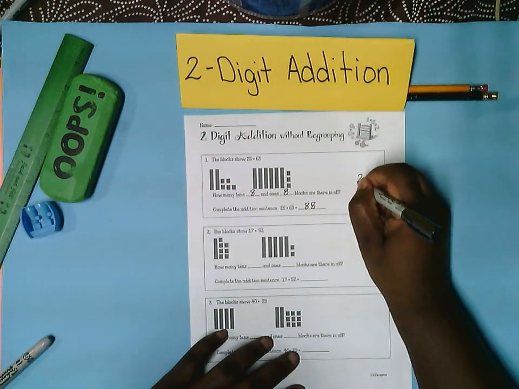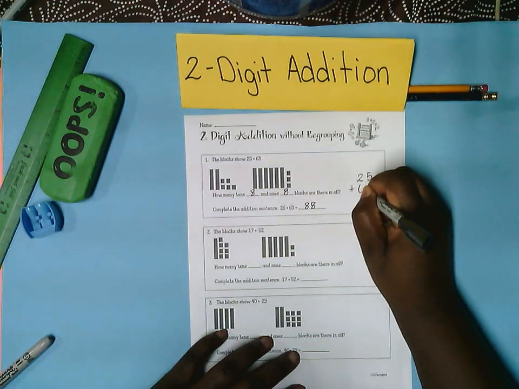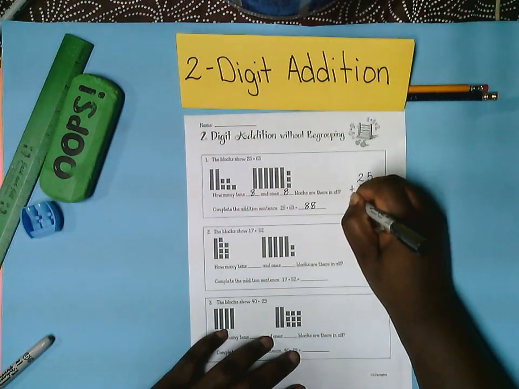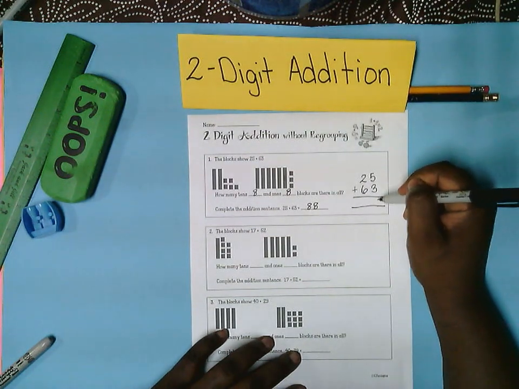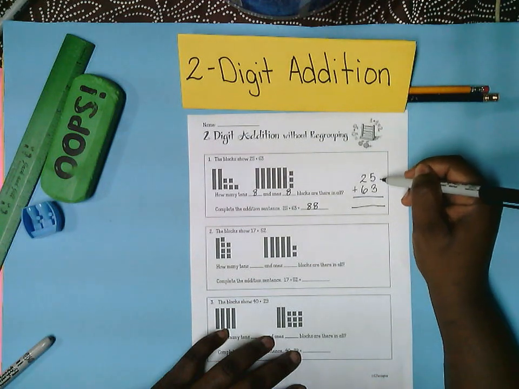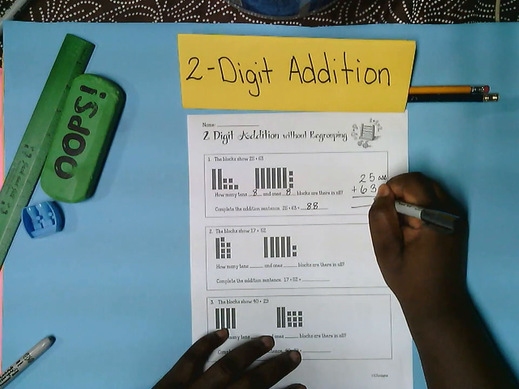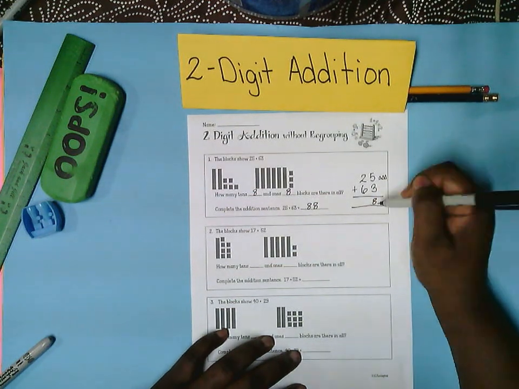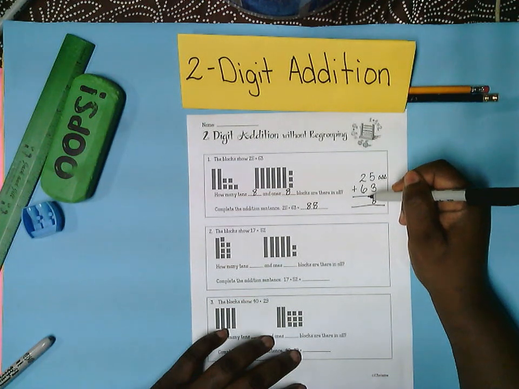And if we were to write it the way we normally do, 25 plus 63, we will start in the ones place. 5 ones plus 3 ones, 5. We're going to count on 5, 6, 7, 8. Will give us 8. And then we're going to add the digits in the tens place.